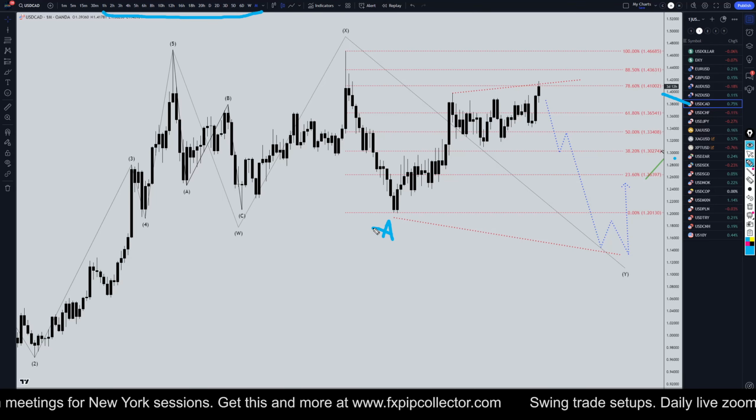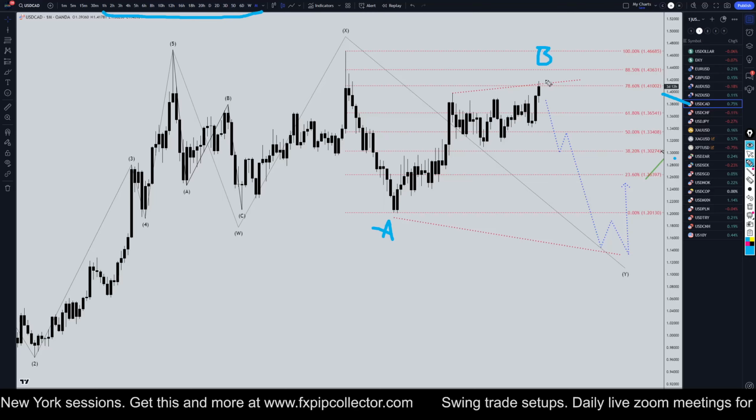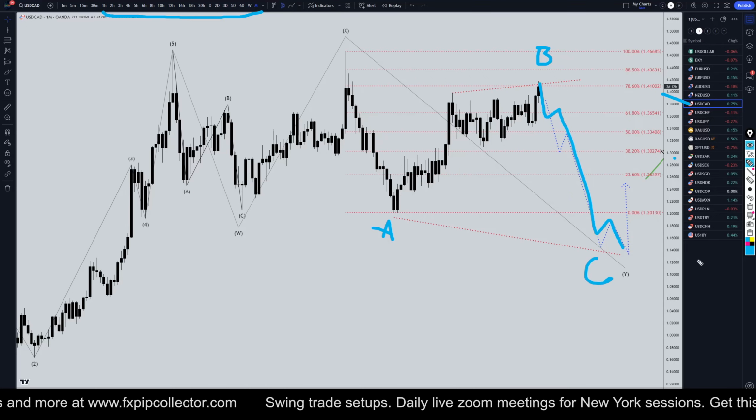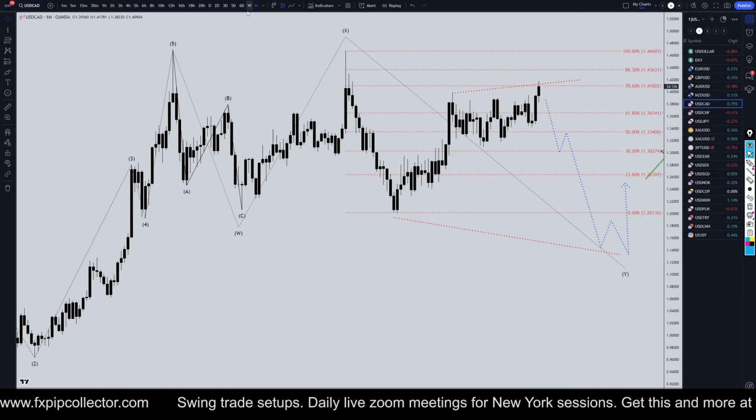So anyways, on the dollar CAD, I still think this is one big WXY pattern, which means that this would be like the A of W, this would be the B of W, and potentially it would turn back down for a C of wave W. So keep that in mind because it is important.